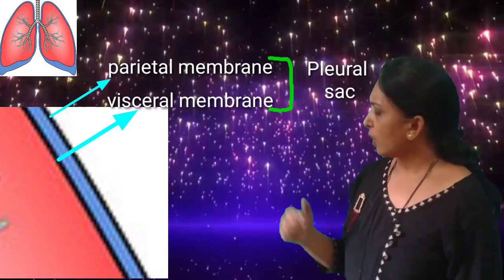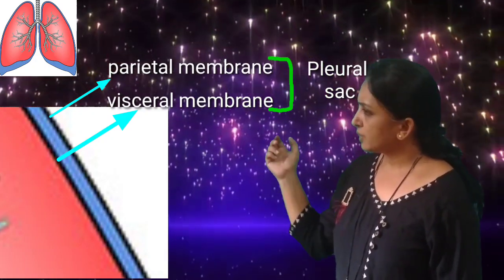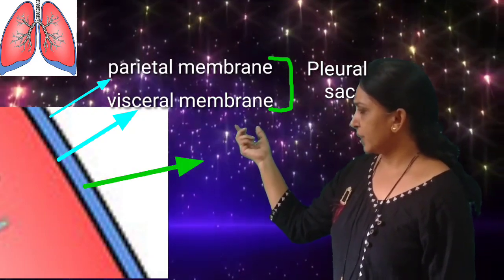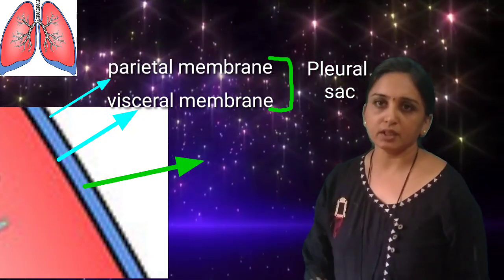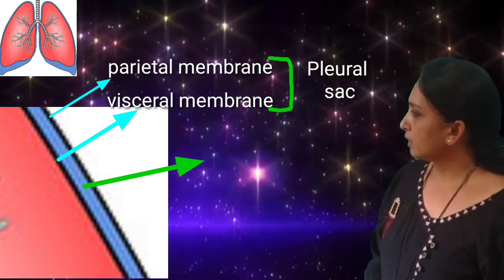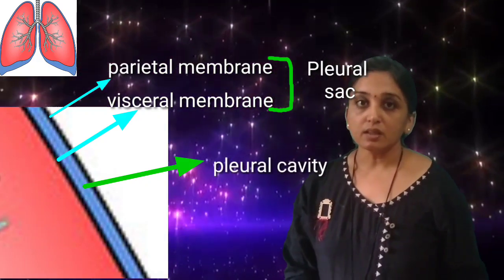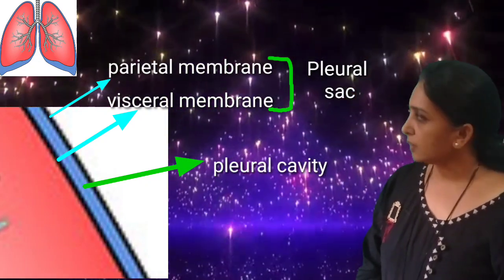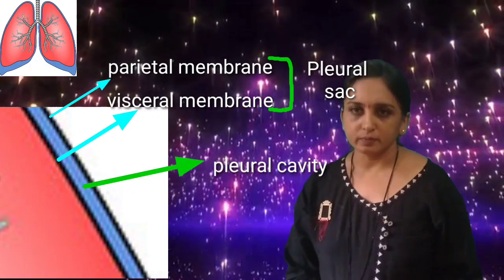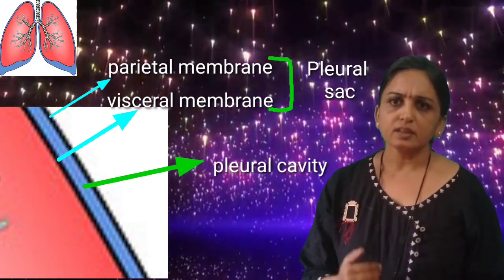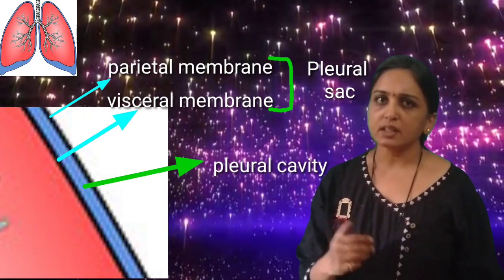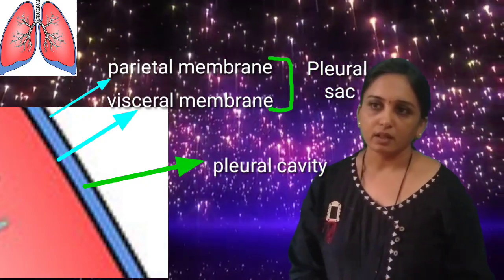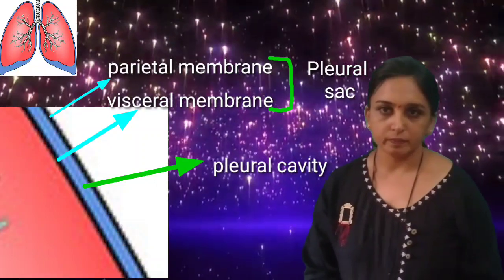The cavity or the space which is present in between these two membranes, that is parietal and visceral membrane, is called as pleural cavity or pleural space. This pleural cavity is filled with pleural fluid. This pleural fluid is secreted by the parietal and visceral membrane.